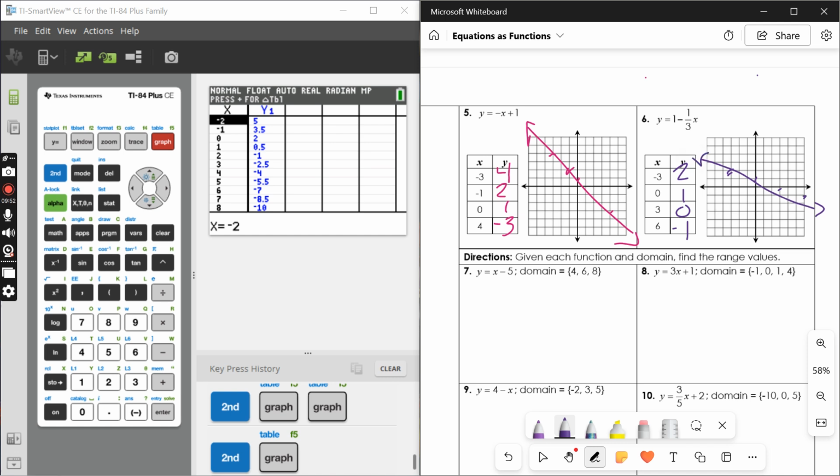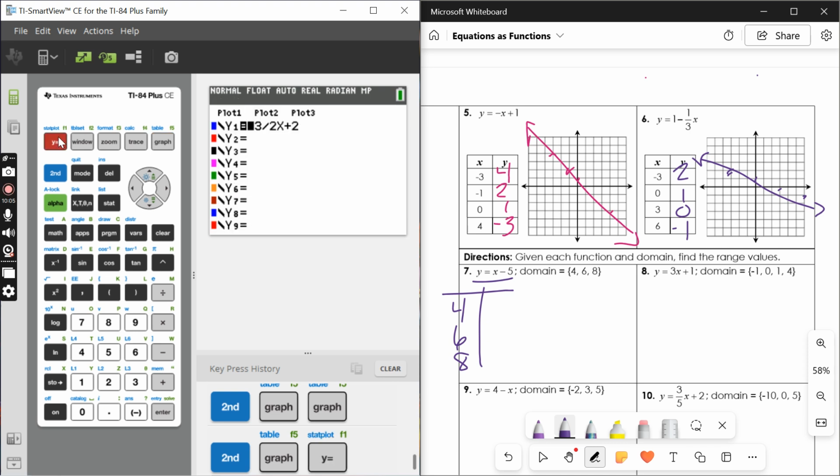Sorry. Okay, so it says given each function and domain, find the range values. This is actually asking us to do the same thing. This is our function, and then technically it's giving us these x values. It's saying 4, 6, and 8. So we can do the exact same thing we were doing before. We can just do 4 minus 5, negative 1. 6 minus 5, 1. 8 minus 5, 3. Or we can type it into our calculator.